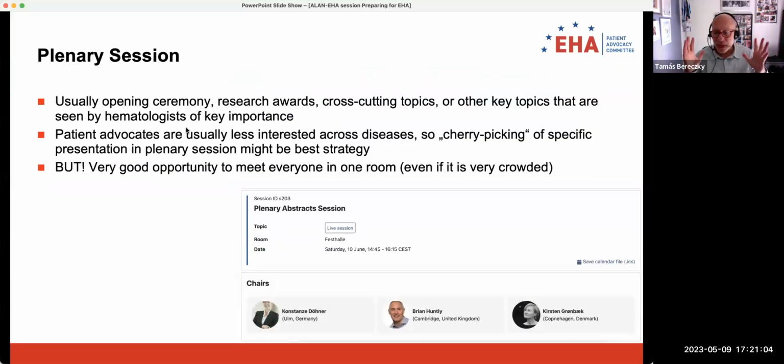Now, different types of sessions. One that is very common and usual is the plenary session. This is usually the opening ceremony, where research awards will be handed out. The plenary always discusses cross-cutting topics, key issues that are really on the minds of the research and clinical communities, that they see as of key importance.